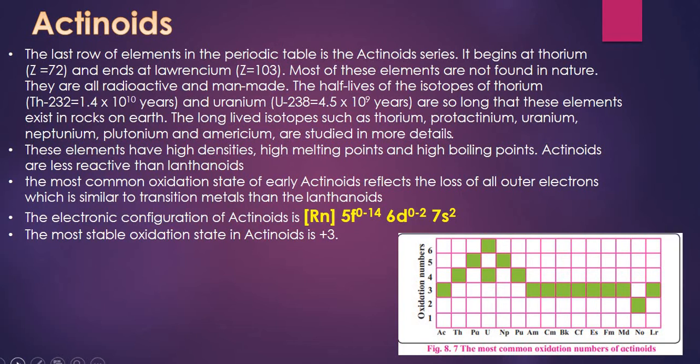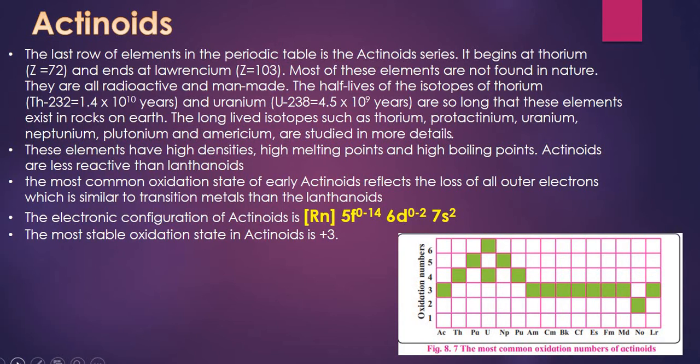If they are radioactive, they are associated with a half-life period, and their half-life is quite long. For example, uranium-238 has a half-life of 4.5 × 10^9 years. So these elements used to exist in the rocks of Earth. The long-lived isotopes such as thorium, protactinium, uranium, neptunium, plutonium, and americium are studied in more detail.